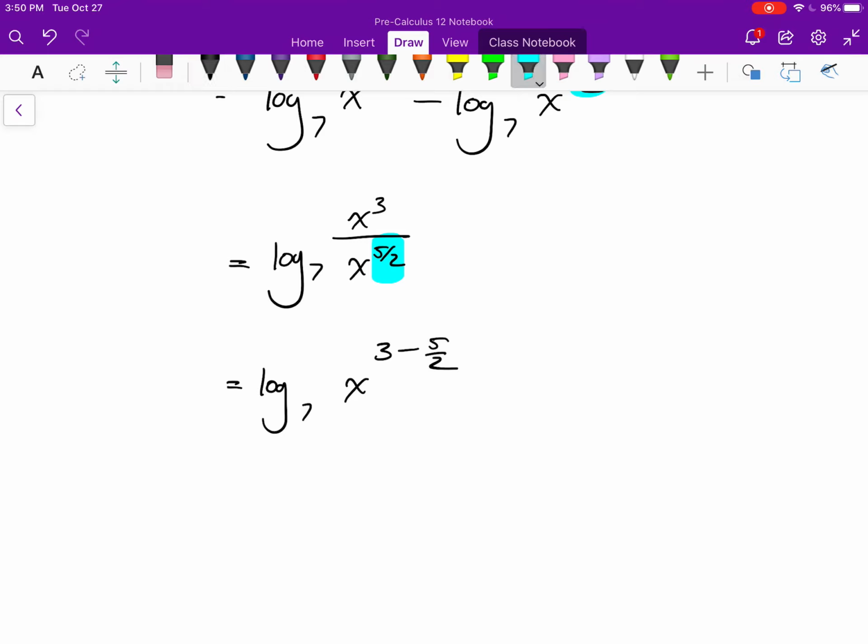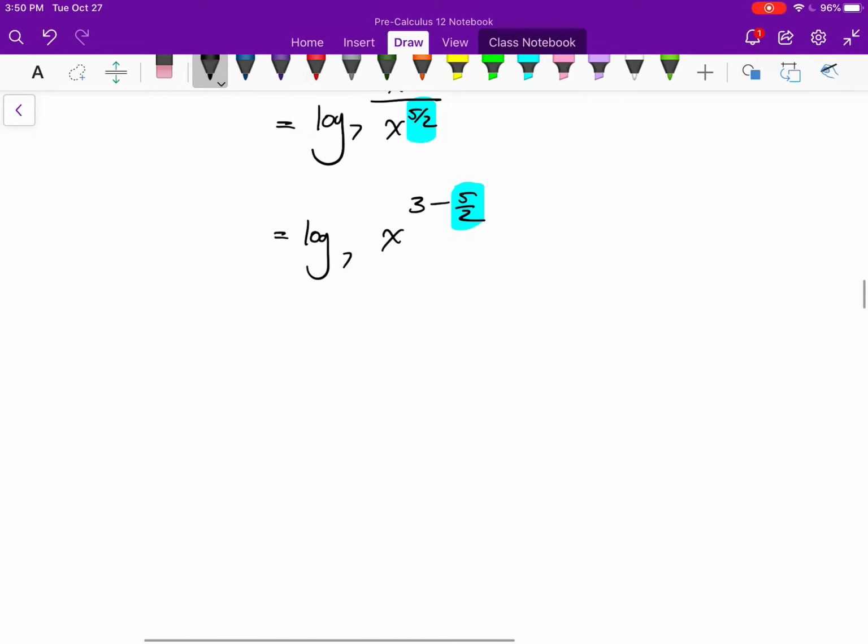And what is 3 minus 5/2? You do a little bit of work with fractions, you get exactly 1/2. 3 whole minus 5/2 is 1/2. And so that's one of my possible simplified answers. Log base 7 of x to the 1/2.